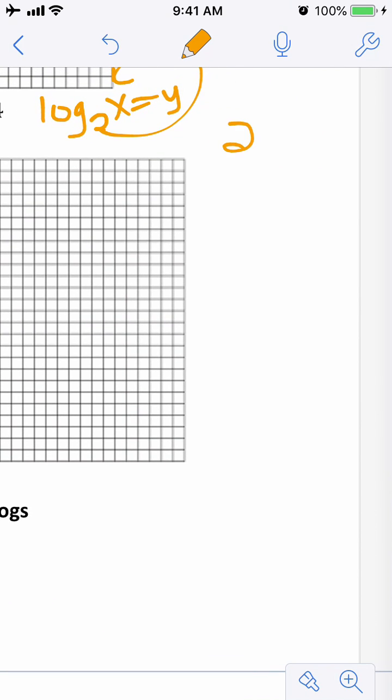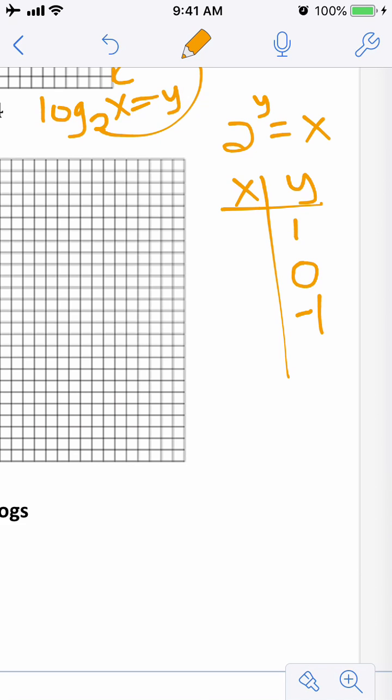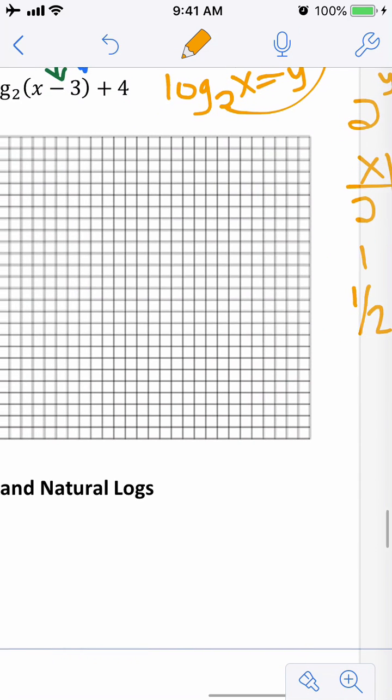So we have 2 to the y equals x. Well, that's super easy. We just did that one, right? So we can do the same x and y. Again, it's easier to choose y, not x. So I'm going to choose y. And I end up getting 2, 1, and 1/2, just like we did a moment ago. I'm going to go ahead and plot those.